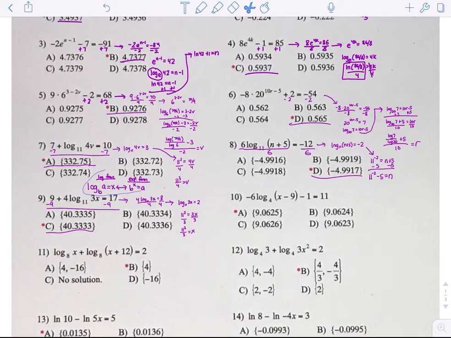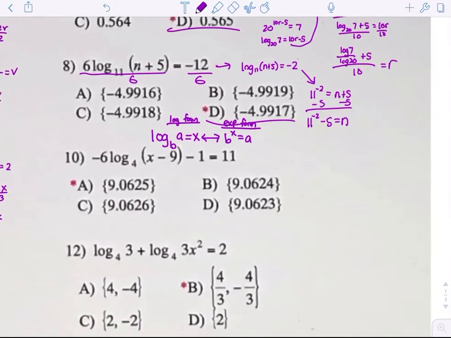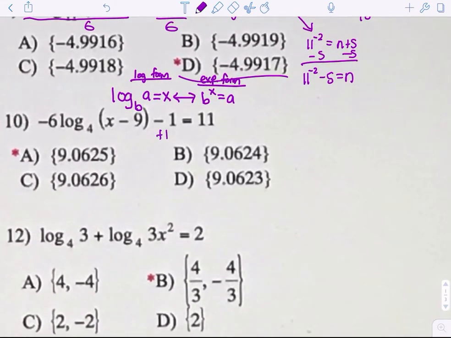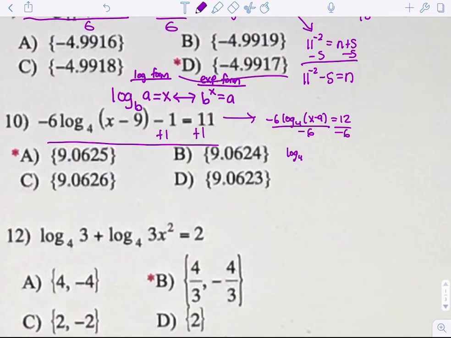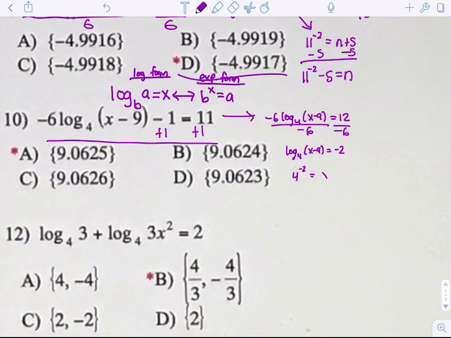Number 10. So we need this in log form, so we're going to add 1 to both sides first. Negative 6 log base 4 of x minus 9 is equal to 12. Divide both by negative 6. Log base 4 of x minus 9 is equal to negative 2. It's in log form now. Now let's get it to exponential form. So 4 to the negative 2 is equal to x minus 9. Add 9 to both sides, and we're going to get 4 to the negative 2 plus 9 is equal to x. Put that in your calculator and you should get that.